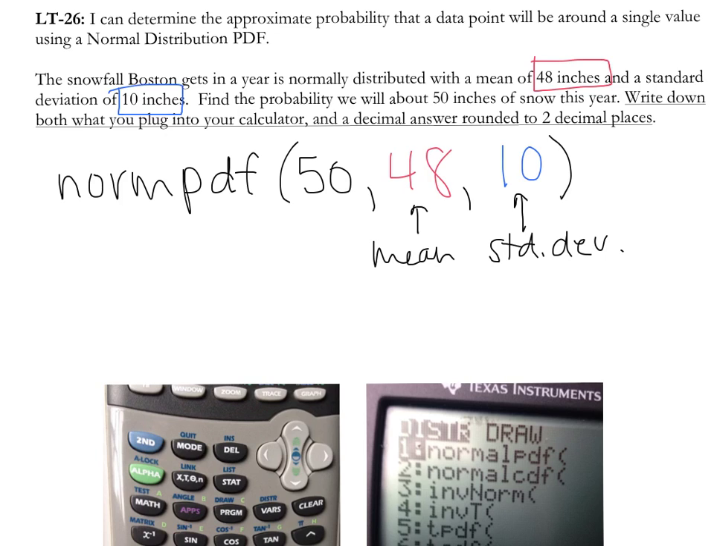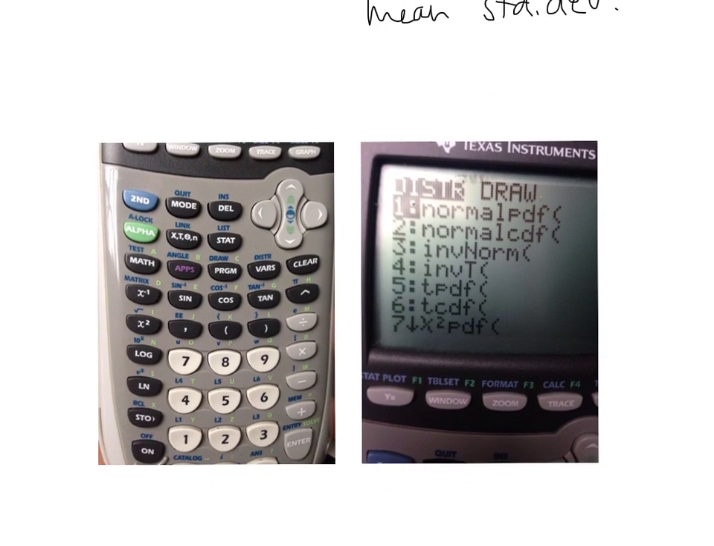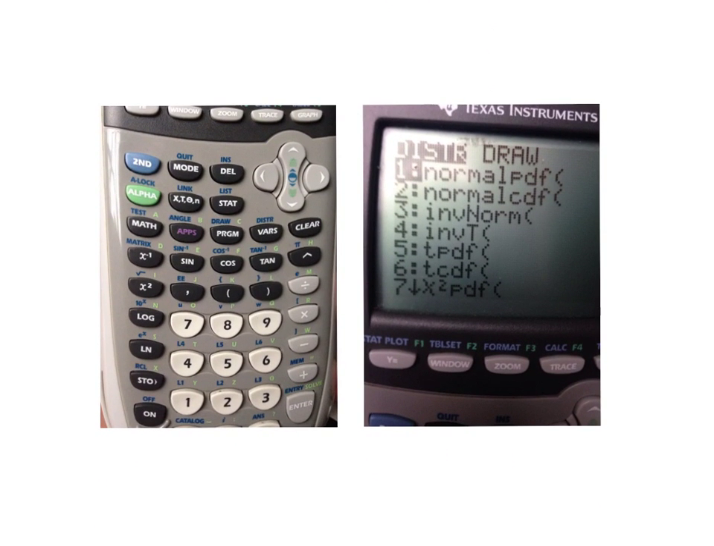So now we need to use our calculator. Our calculator stores this normal PDF function, so we need to use it to actually calculate the normal PDF. Let me show you what buttons you need to push. You hit the second button first, and then this VARS button. See how it says DISTR at the top? That stands for distribution. So you hit second, and then this button here. When you do that, you should have a screen that looks like this.